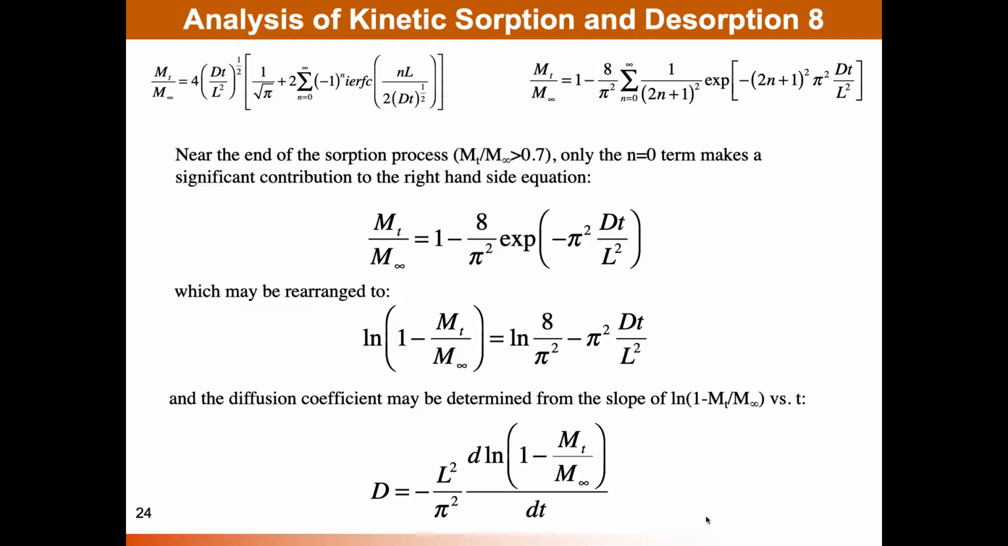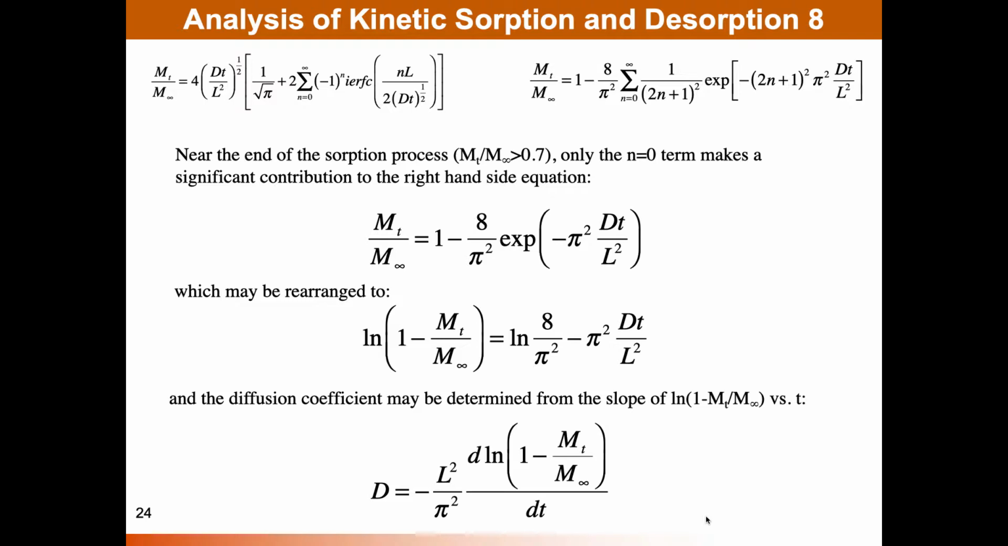You can see that these terms drop off if you have significant values of Dt over L squared; these exponential terms drop off very fast with n. So the first term, n equals 0, will have a value of minus pi squared Dt over L squared. n equals 1 is already up to 9 pi squared Dt over L squared, which, once Dt over L squared gets any size at all, the difference between e to the minus that and e to the minus 9 that is enormous, and everything beyond that is in the noise.